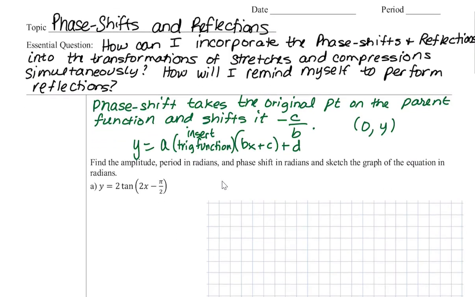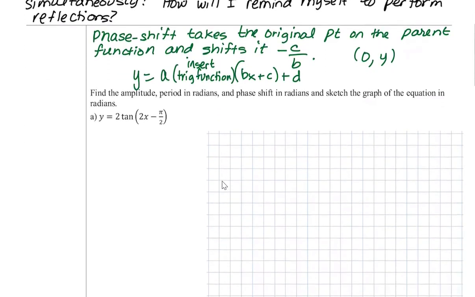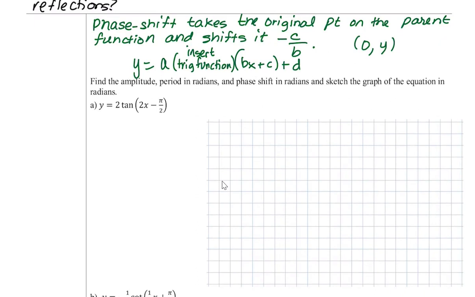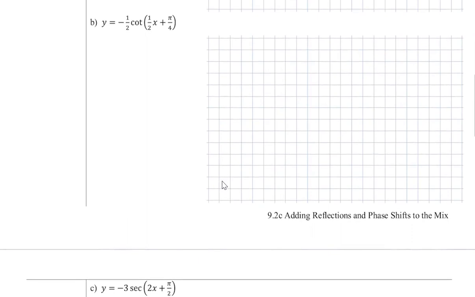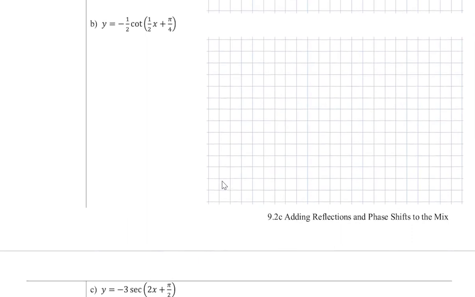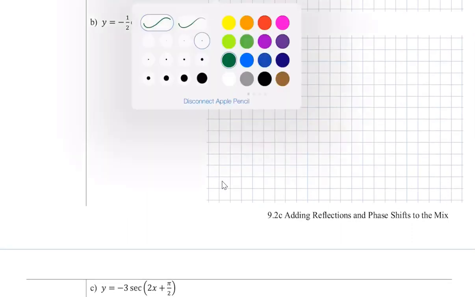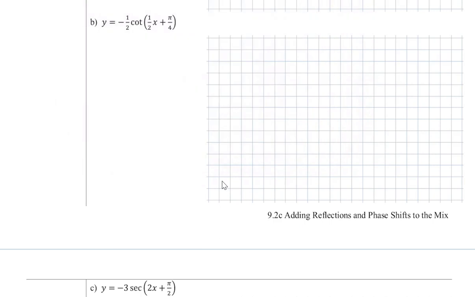Okay, so we're going to start actually with problem B. We're going to do an I do, you do, or a we do, you do. I'm going to do B because B has a reflection in it and A does not have a reflection in it. So we're going to start down here with problem B. And I'm going to ask you to remember a couple of things.